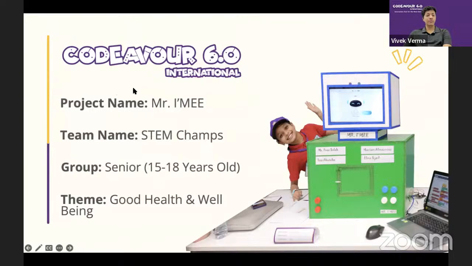I can just type in the project name, that the project is Mr. Aimi. So this is just for example. I have used one of the really good projects of last year's Codeavour, just as an example for you. So you have to write your project name and your team name. I have just given an example team name for reference, that is STEM Champs.